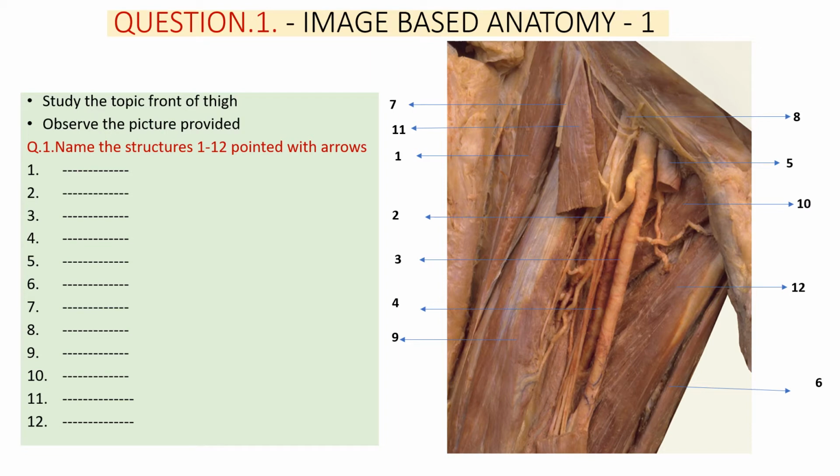and look at the numbers. A total of 12 structures are pointed out with arrows. So the first question is, you should be able to name the structures 1 to 12 that are pointed with arrows. Take some time to go through it. Each one, so look at the structure 1.